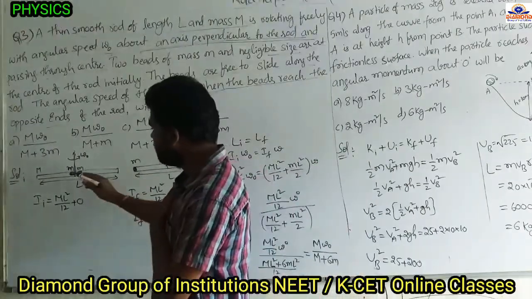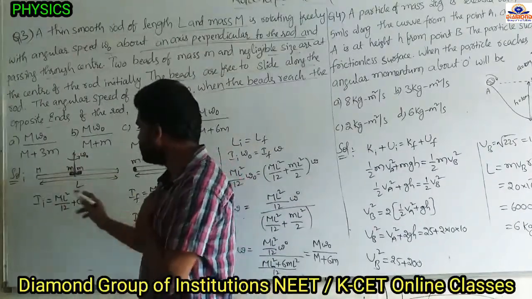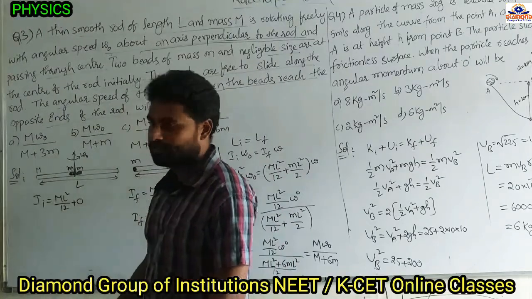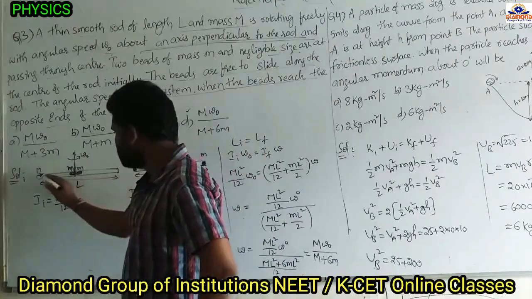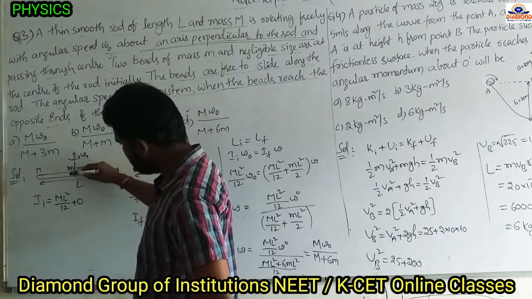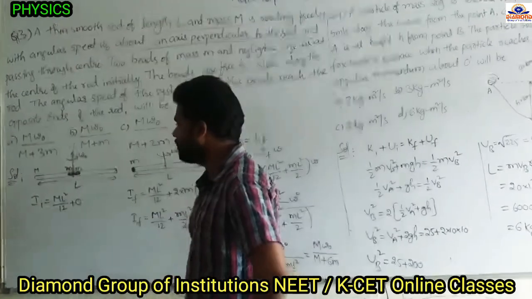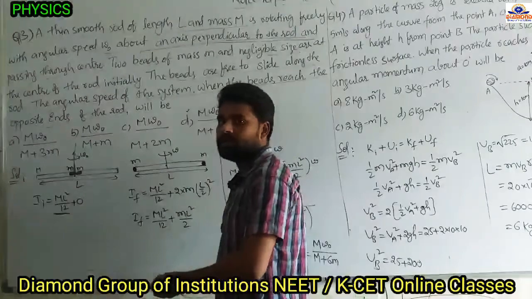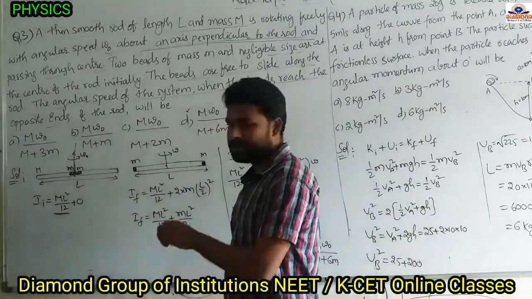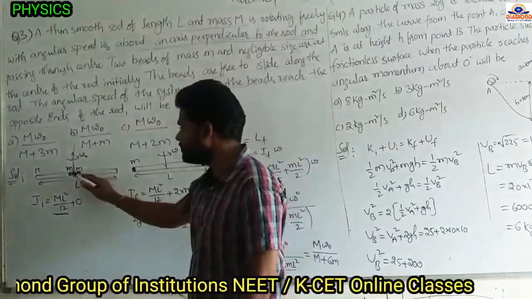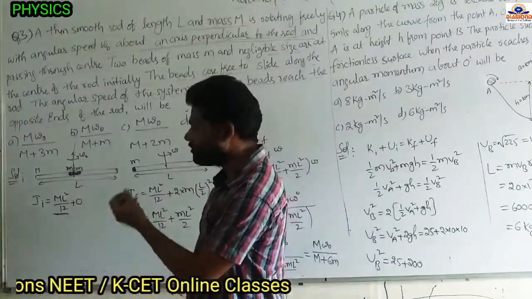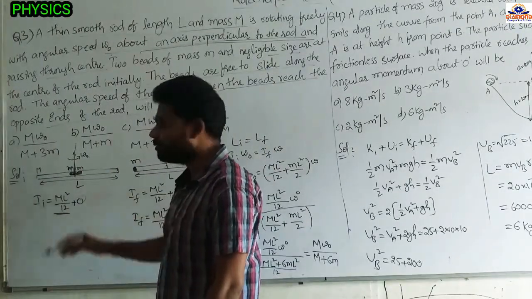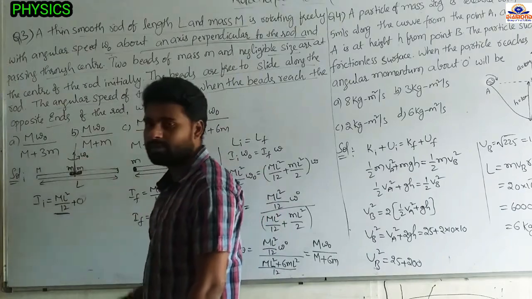Initially the beads are at the center. Now we have to find the moment of inertia. The initial moment of inertia of this whole system is equal to the moment of inertia of the rod with respect to the axis passing through the center and perpendicular to the rod, which is ML square by 12. This formula you have to remember. Now these point masses are located at the center of the axis initially, so the distance of the point masses from the center is 0, and the moment of inertia of the beads is nothing but 0. So the initial moment of inertia of this system is ML square by 12.